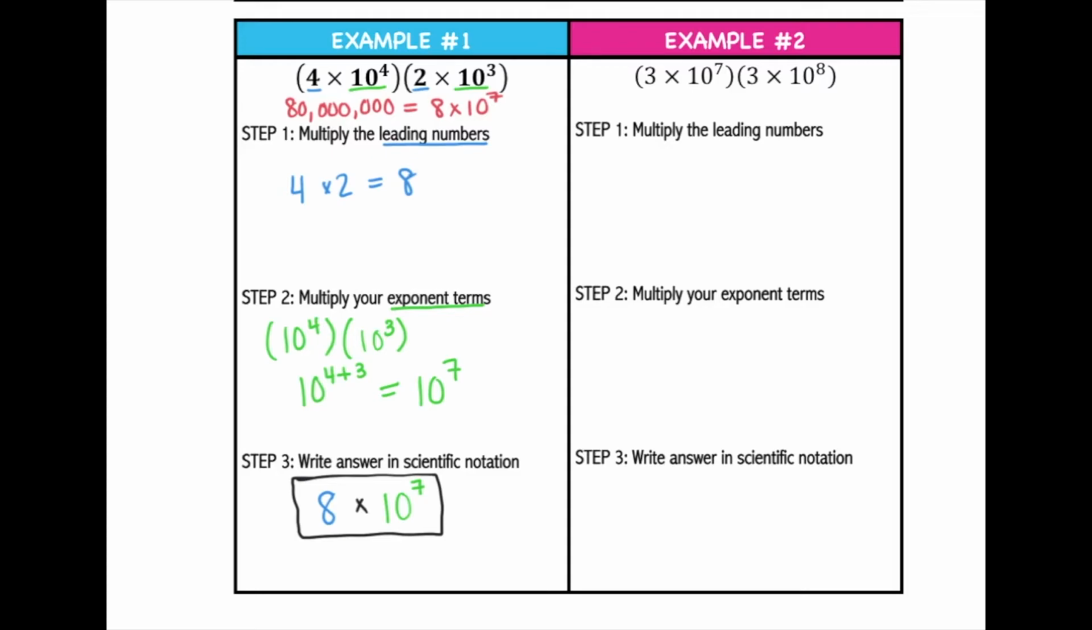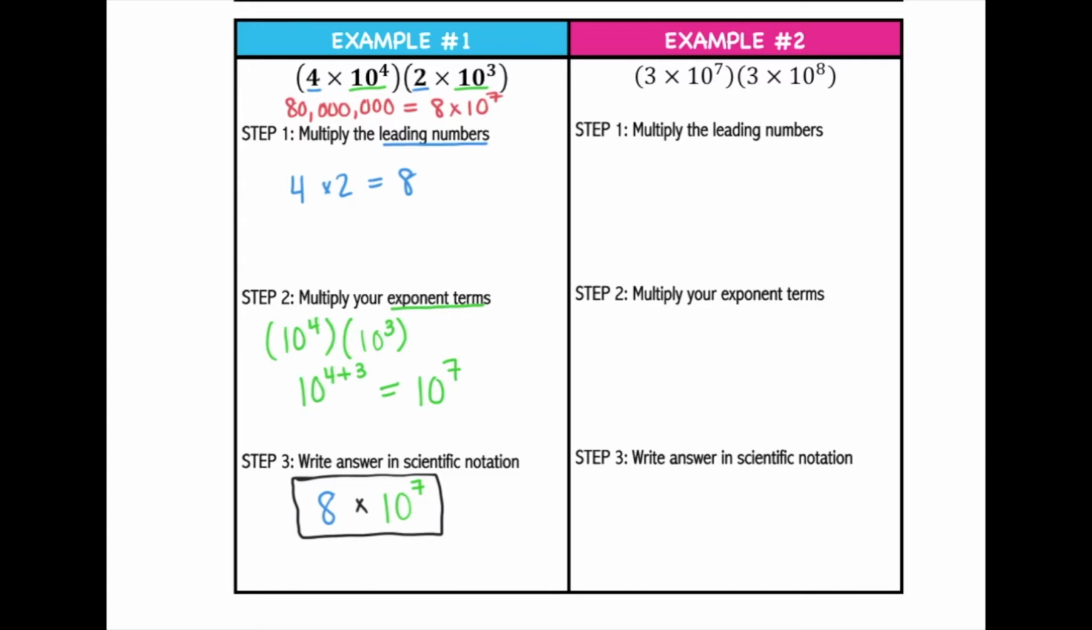So instead of doing all of that, trying to rewrite all of our numbers in scientific notation in standard form, and then multiplying and then writing back in scientific notation, you can multiply the leading numbers, multiply your exponent terms, and then write that answer together in scientific notation. Let's look at example 2.